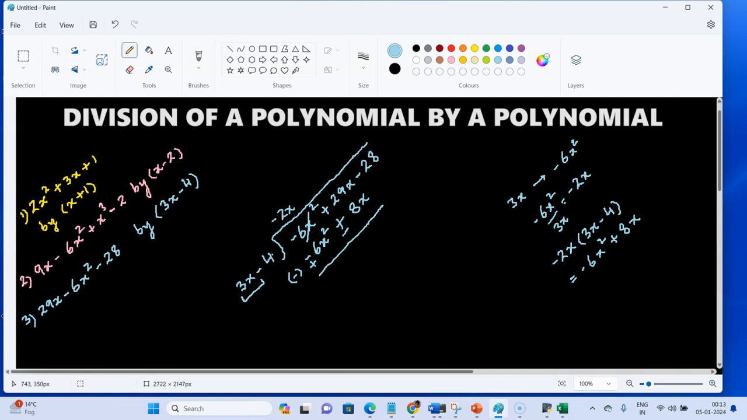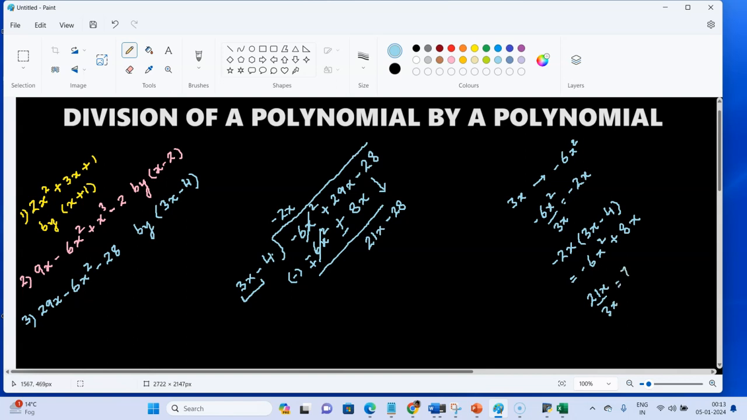Now minus 6x square plus 6x square will be cancelled out. 29x minus 8x will be 21x, minus, we can drag down this minus 28. Okay, again we have to take care of this 21x, we have to eliminate this, and in order to eliminate it we have to multiply this 3x by a term so that it could become 21x, and that number is what? How will you get it? You can get it by dividing 21x by 3x, and the number is 7.